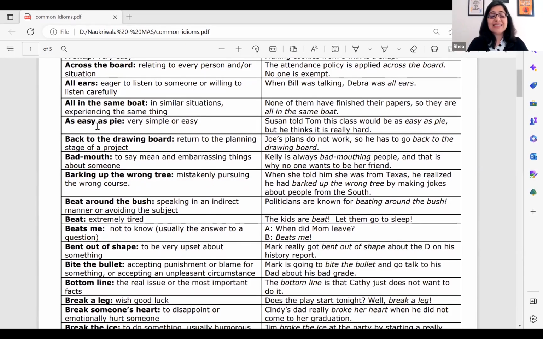Next is as easy as pie, which means really simple, really easy. Okay. So Susan told Tom this class would be as easy as pie, but he thinks it is really hard. So when she says as easy as pie, she meant to say it's going to be super easy.